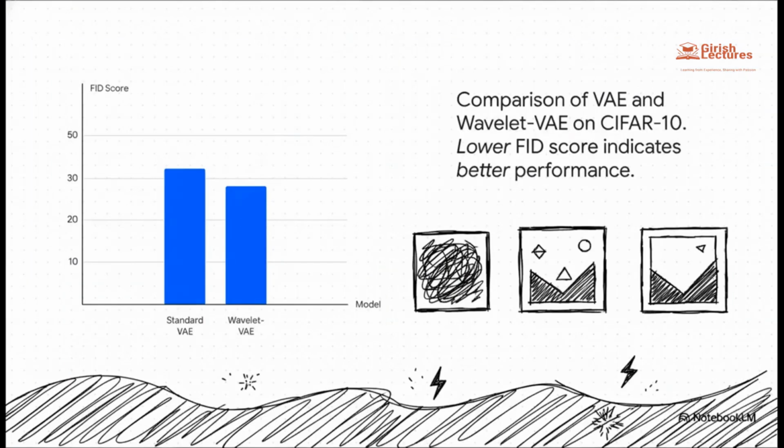And the proof is always in the numbers. On this chart, we're measuring image quality, and with this particular score, lower is better. A standard VAE is sitting around 32.5, but the wavelet VAE drops all the way down to 28.1. That's a significant, measurable improvement in sharpness and accuracy, all because it changed the language it was using.